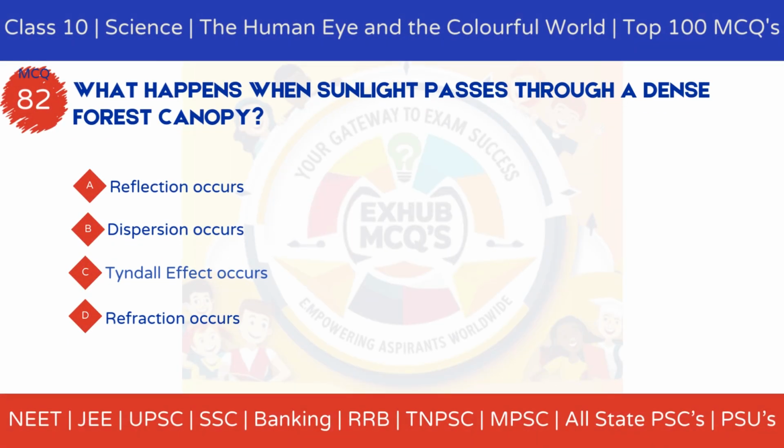What happens when sunlight passes through a dense forest canopy? Option A, reflection occurs. Option B, dispersion occurs. Option C, Tyndall effect occurs. Option D, refraction occurs.